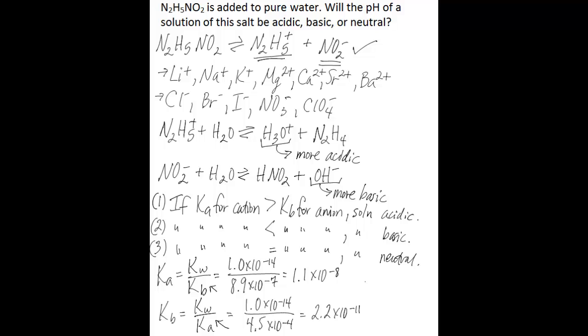You can see here that the Ka value is greater than the Kb value, and looking back at the rules of thumb, you see that we meet that first rule of thumb, and therefore the solution is going to be acidic.